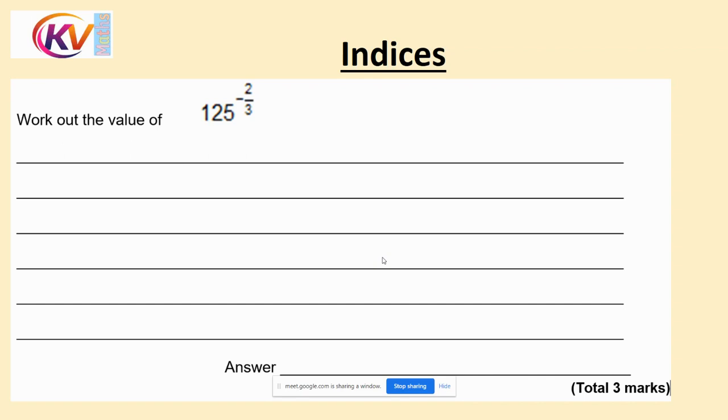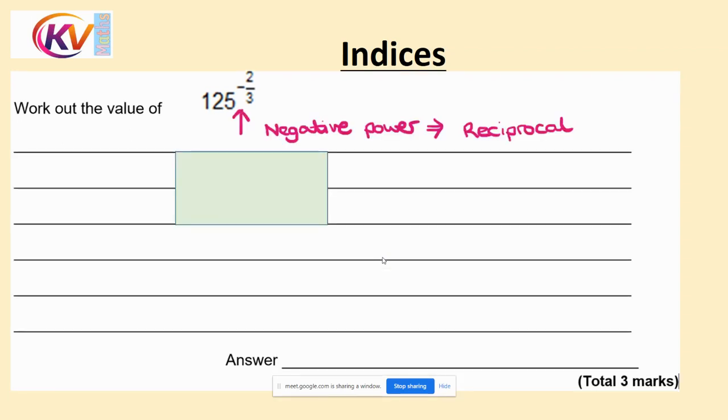Right. So as I said, we've got a negative power to deal with first, which means the reciprocal. Technically, 125 is a whole number, so it's 125 over 1. So reciprocal means we flip it upside down, and we get 1 over 125, still to the power of positive 2/3 now. Because we found the reciprocal, the power has become positive at this point.